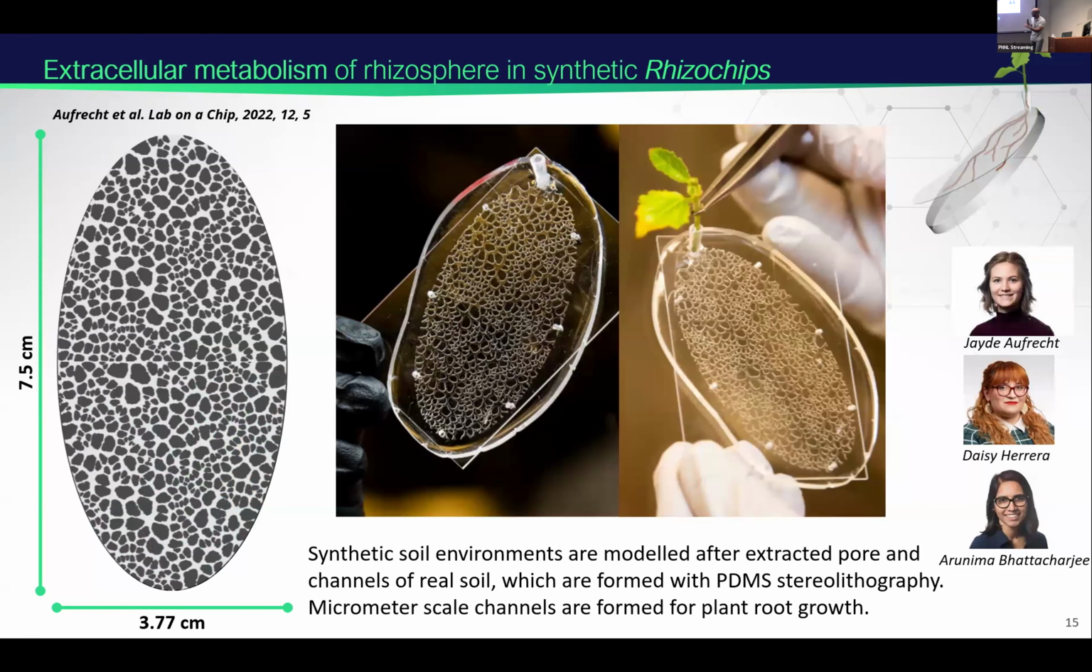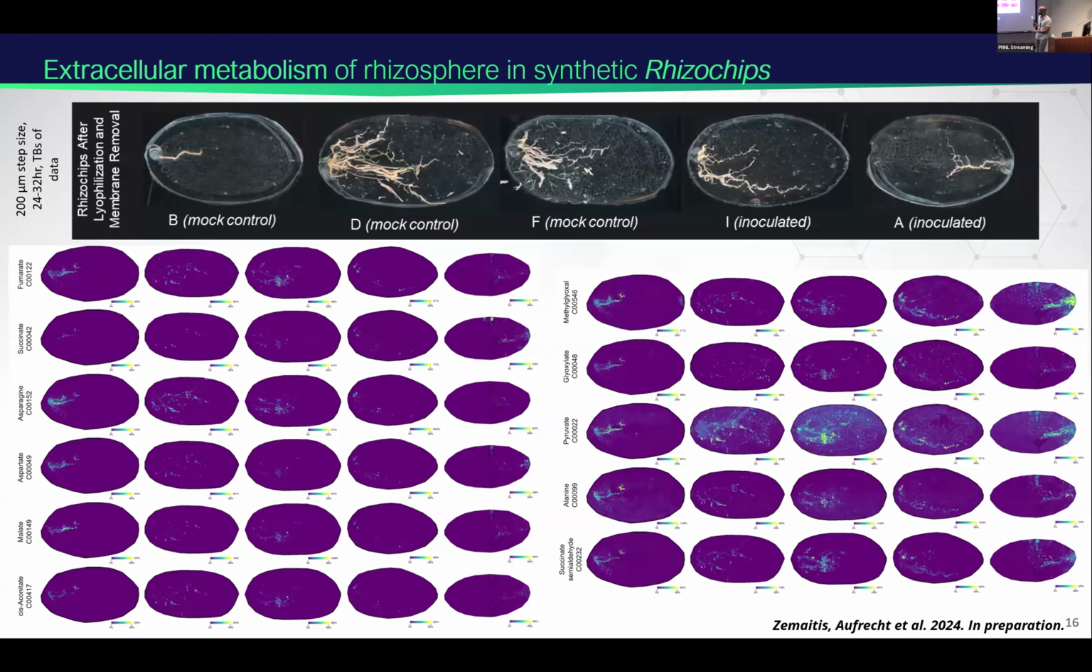And then I can skip this slide because Arunima already introduced this platform, but we made it actually compatible with mass spec imaging, where we can investigate root exudation in those synthetic soil habitats. And this slide, or a similar one, Arunima also showed, where we can see how different types of molecules, from amino acids, components of the TCA cycle, free fatty acids, etc., are present in different types of roots in different conditions, between the channels, the pores, etc.